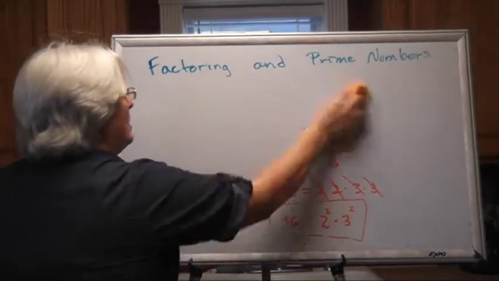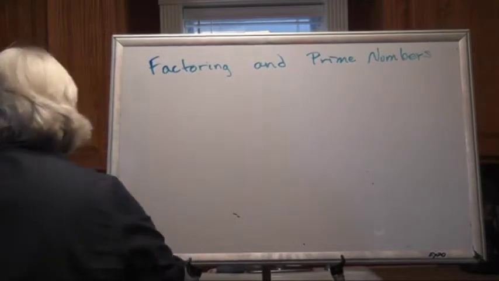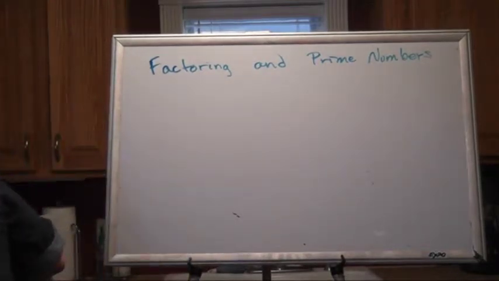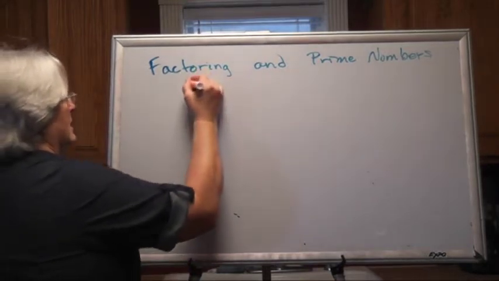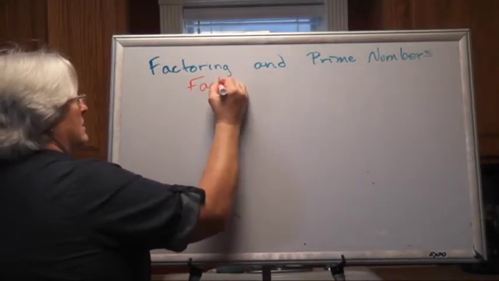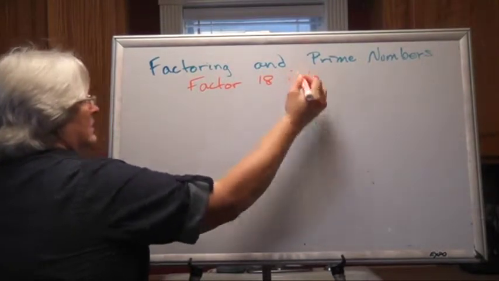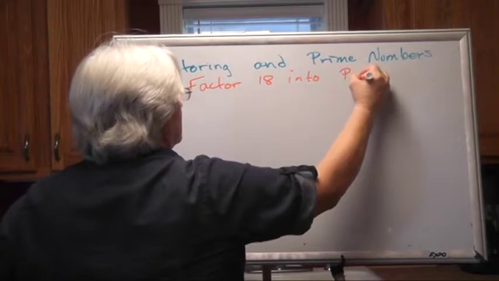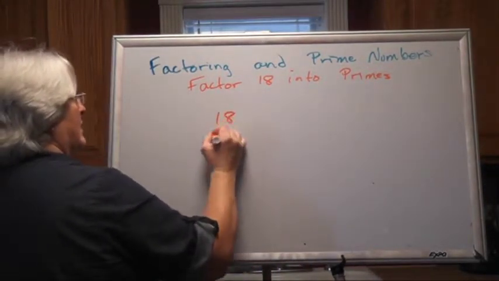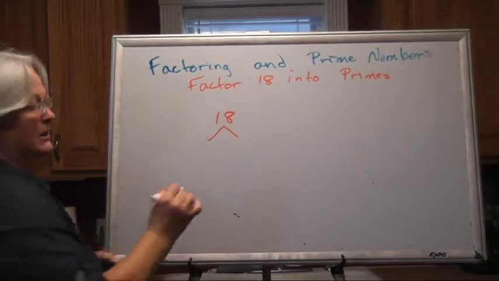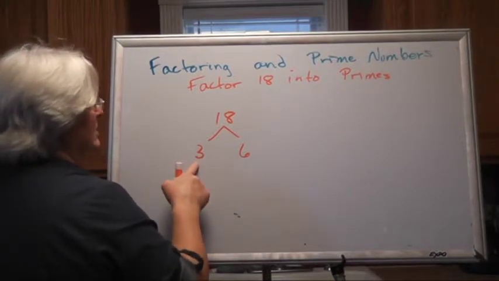Let me do just one more quick one for you. I'm going to do it 2 different ways. Let's say that we have to factor 18 into primes. That's our instructions. Factor 18 into primes. 2 ways to do this. We can use our factor tree. I immediately think 3 times 6 is 18. You might think something differently.